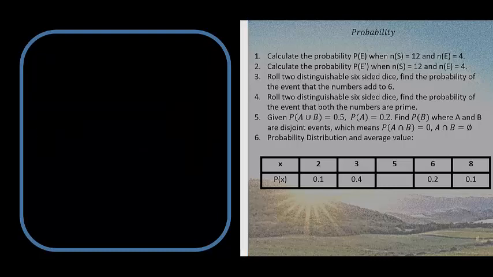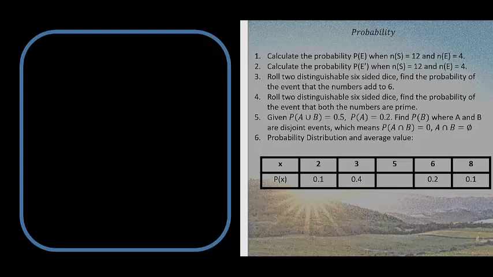So next we are going to problem number 5 and 6. Problem number 5 says the probability of A union B is 0.5, the probability of A is 0.2. We need to find the probability of the event B where A and B are disjoint events, which means their intersection has no element. That means they are disconnected.